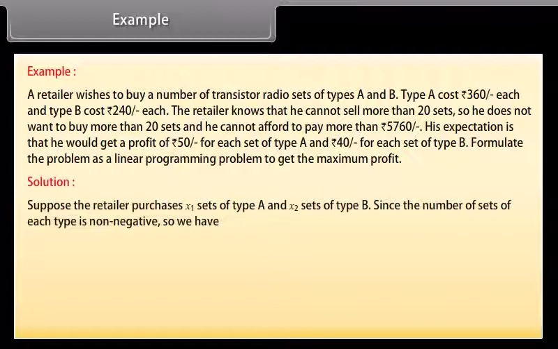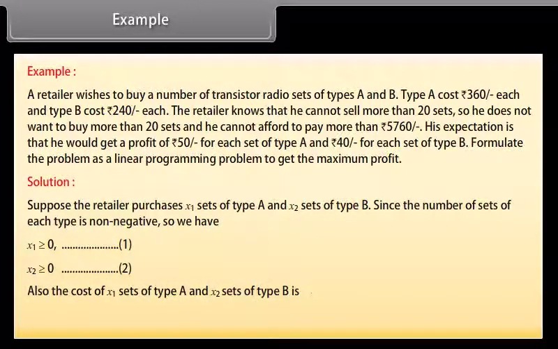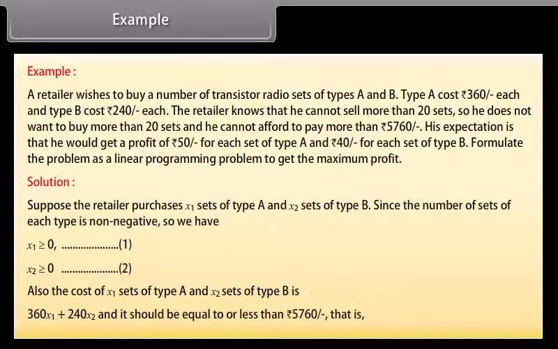Solution. Suppose the retailer purchases X1 sets of type A and X2 sets of type B. Since the number of sets of each type is non-negative, we have X1 is greater than or equal to 0, mark it as 1. X2 is greater than or equal to 0, mark it as 2. Also, the cost of X1 sets of type A and X2 sets of type B is 360 X1 plus 240 X2, and it should be equal to or less than Rs 5,760.